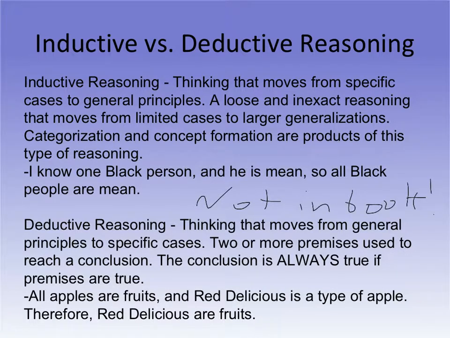Inductive versus deductive reasoning. Inductive is when you start with something very specific and move to a general principle. Right? One person, so this could also be a recipe for racism. I know one black person and he is mean, so I think all black people are mean. Or it doesn't have to be a negative thing. It could be positive. I know one person from this country and they're really nice, so hey, I want to go visit that country one day. It must be a great place, right?